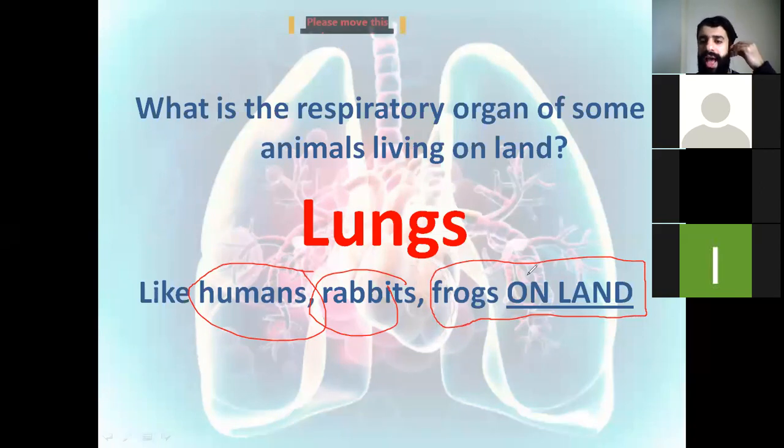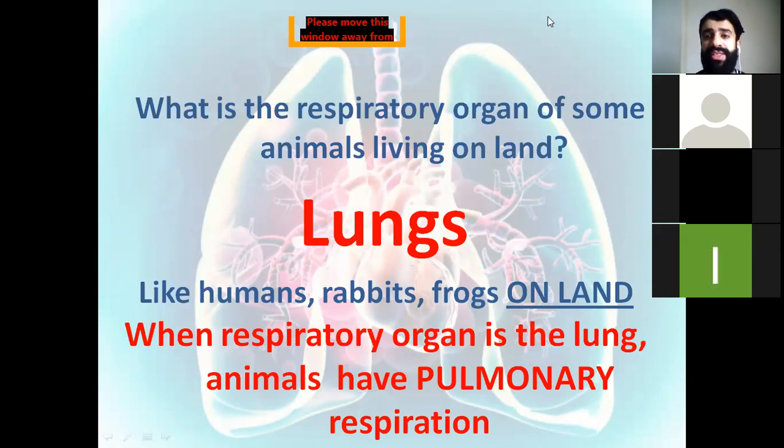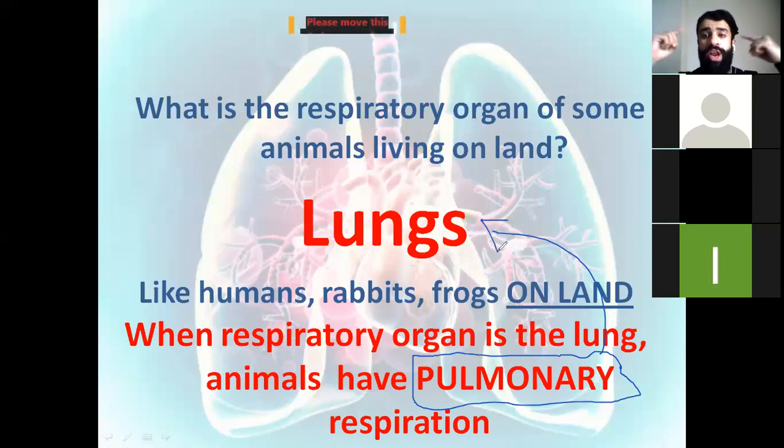Frogs are amphibians. Why? Because they live on land and in water. So whenever we have the lungs as a respiratory organ, here we are talking about a special type of respiration. This type of respiration is called pulmonary respiration. So from now on, you have to keep it in your mind that whenever we have the lungs as respiratory organ, we are talking about pulmonary respiration.